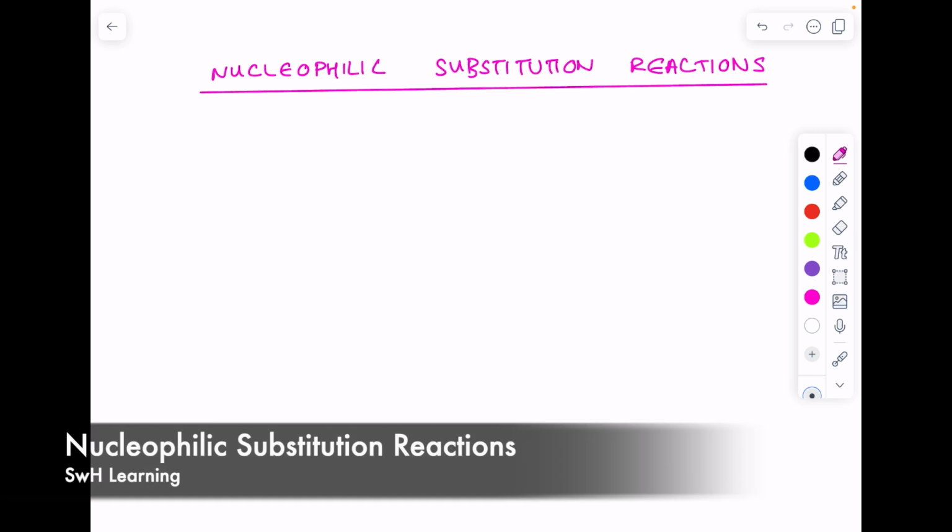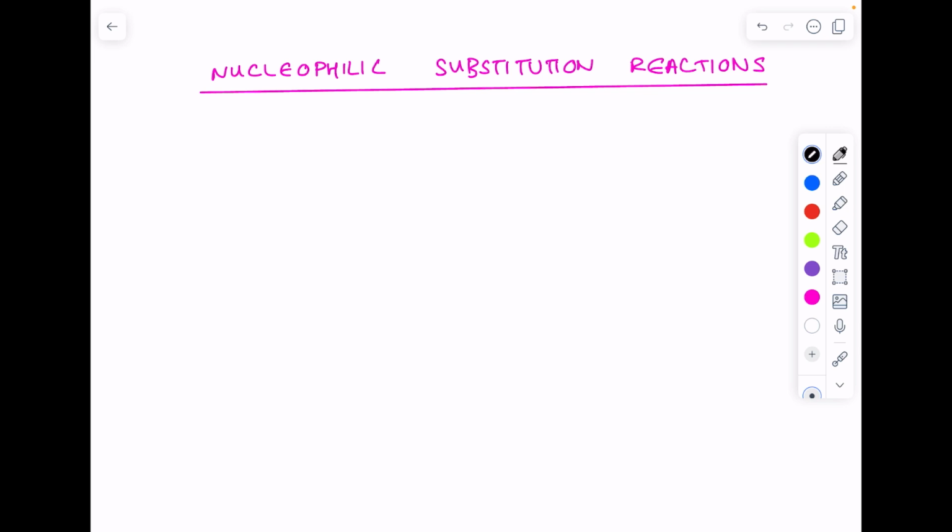I'm going to run you through the nucleophilic substitution reaction mechanism, showing you the reactions which occur with hydroxide ions, cyanide ions, and lastly ammonia.